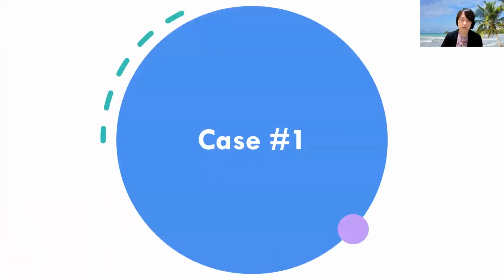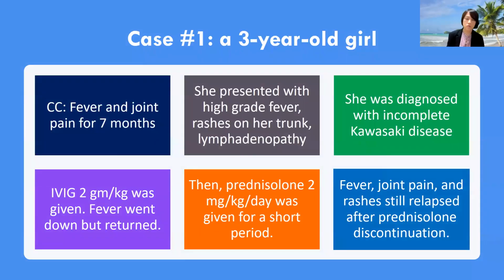So case 1 that I would like to share with you is a 3-year-old girl who presents with fever and joint pain for 7 months. She presented with high-grade fever, rash on her trunk, and lymphadenopathies. At that time, she was diagnosed with incomplete Kawasaki disease, and she received IVIG 2 grams per kilo for 2 courses.